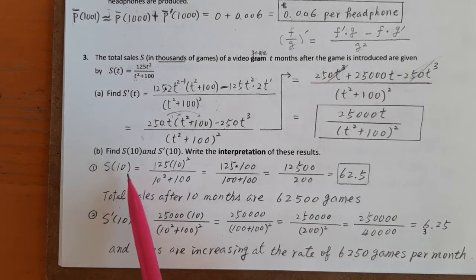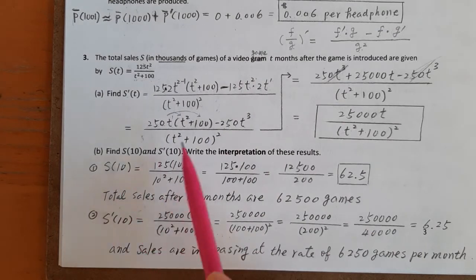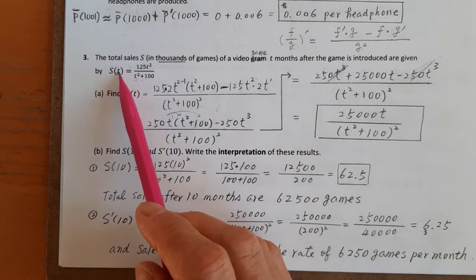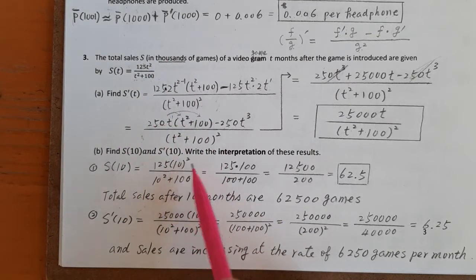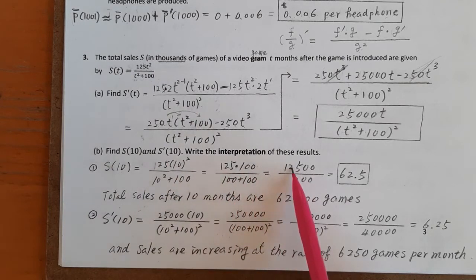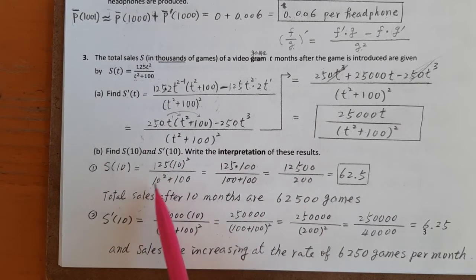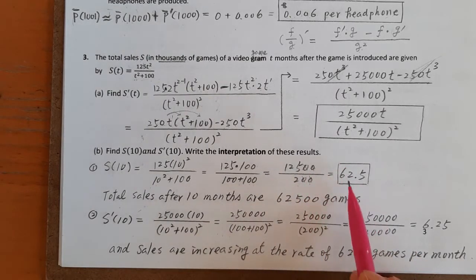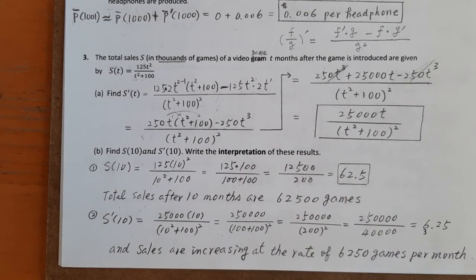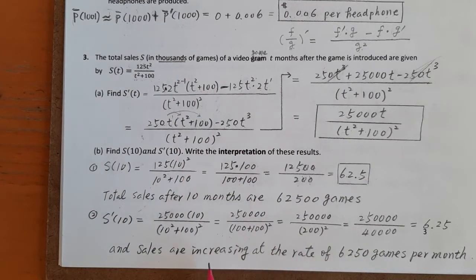What is S of 10? T is the time, t months. 10 months, so plug in 10. 10 squared is 100 times 125 is 12,500, over t squared, plugging in 10, 10 squared is 100, add 100 is 200. Cancel, and you got 62.5 thousand games sold.